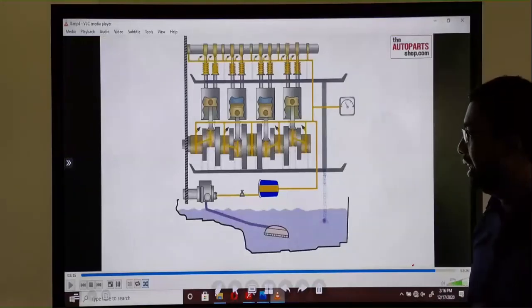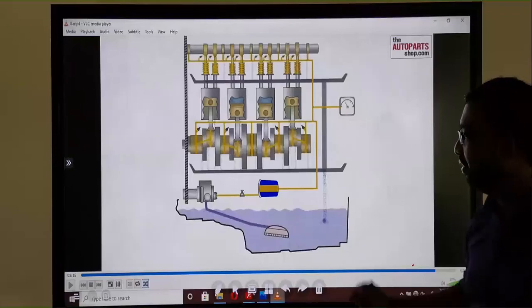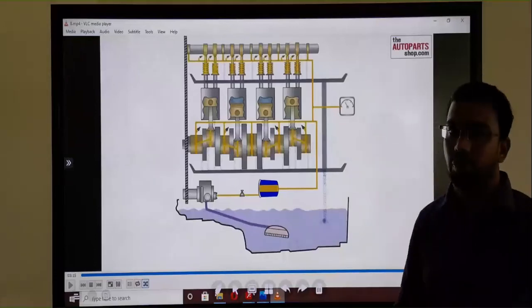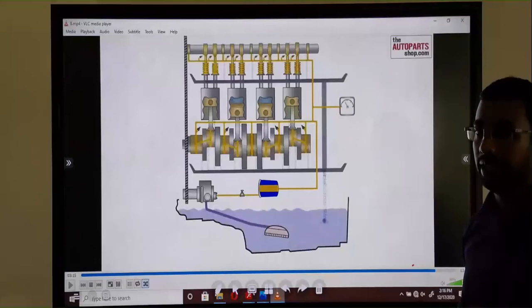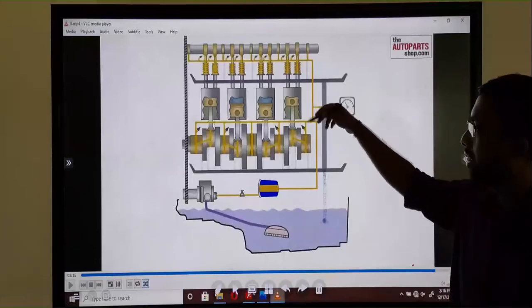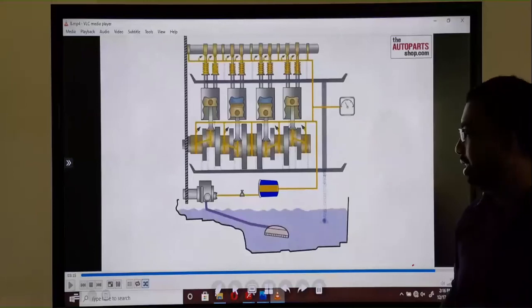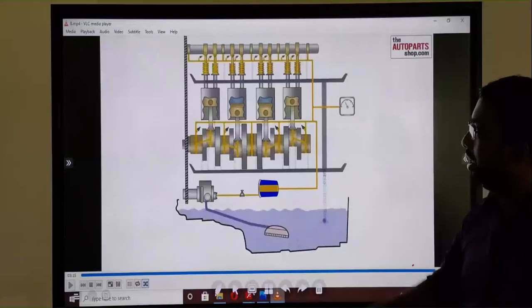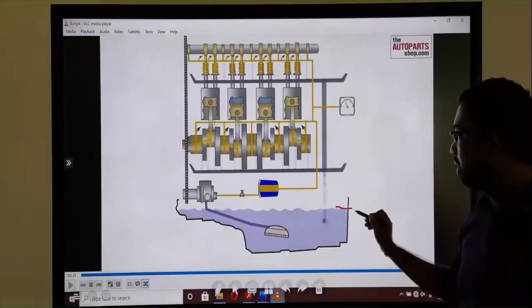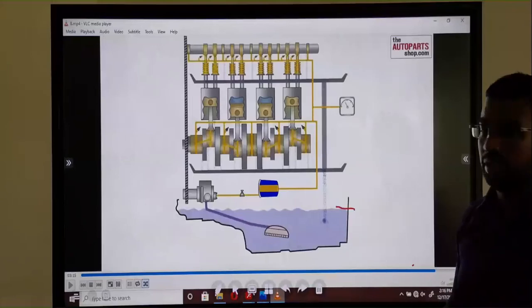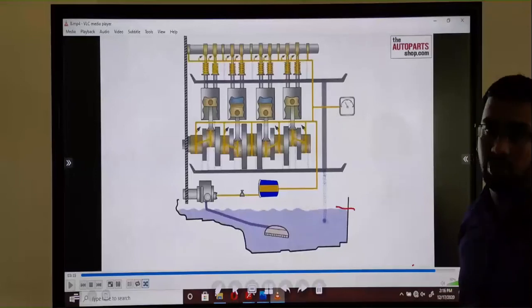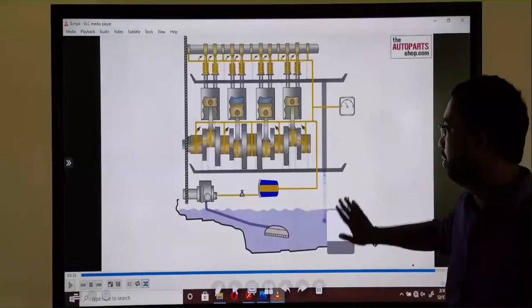So there is no external supply or anything. If this oil level is reduced, there is some fault or error inside the engine's working condition. Okay, that's why the oil level is reduced. Otherwise, the oil level cannot change. Okay, because there is no wastage of oil. It's used for lubrication and it's again stored in this sump.